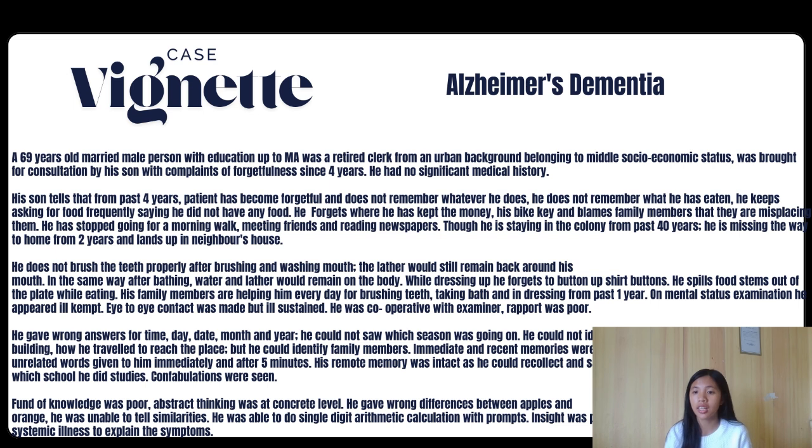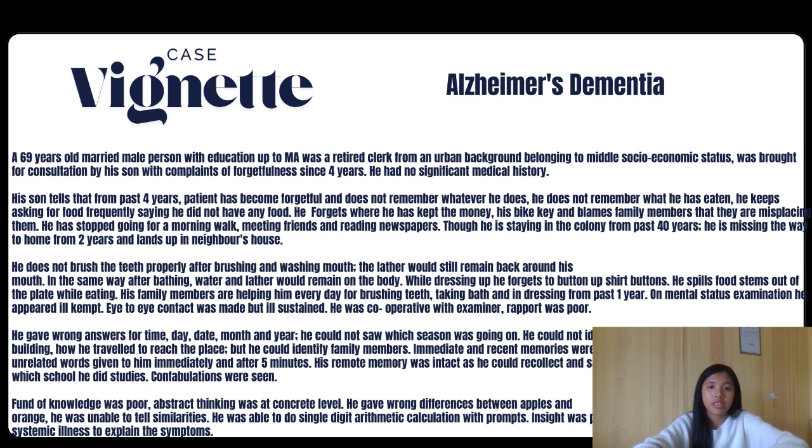Though he is staying in the colony from the past 40 years, he is missing the way to home from 2 years and lands up in a neighbor's house. He does not brush the teeth properly. After brushing and washing mouth, the lather would remain around his mouth. In the same way, after bathing, water and lather remain on the body. While dressing up, he forgets to button up his shirts. He spills food items out of the plate while eating. His family members are helping him every day for brushing teeth, taking bath and dressing from the past 1 year.